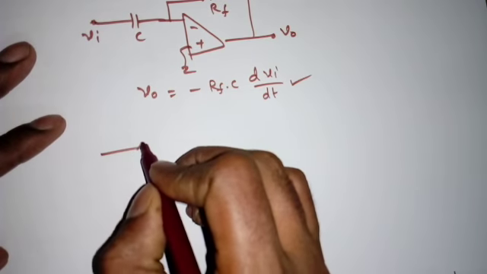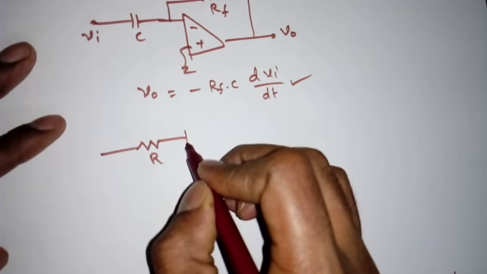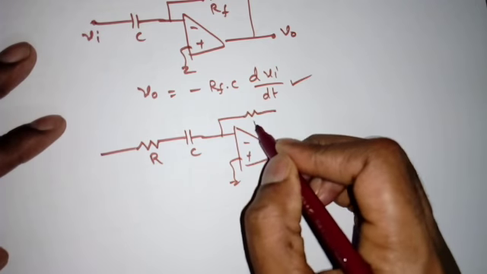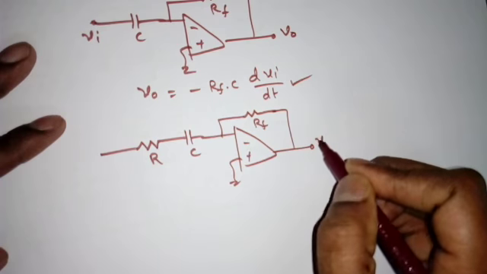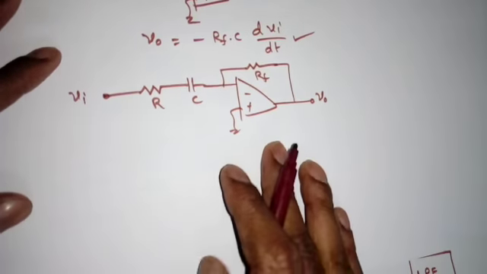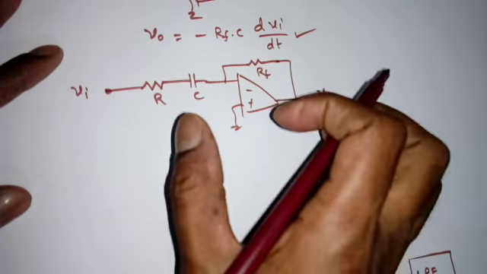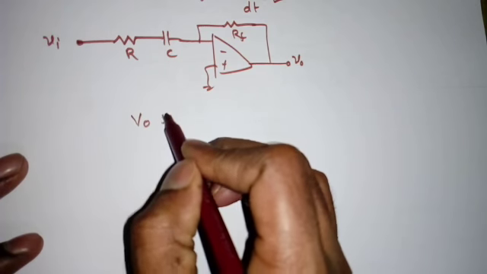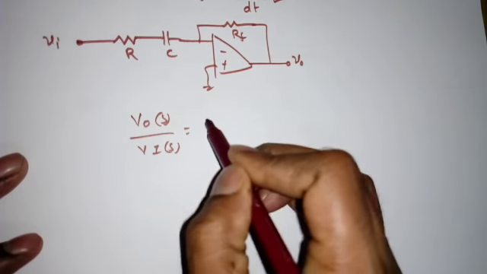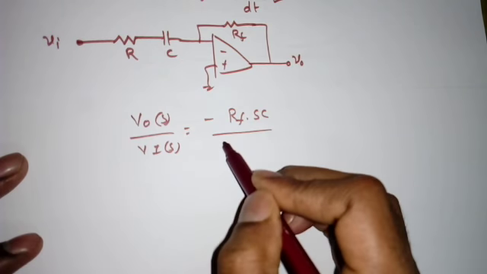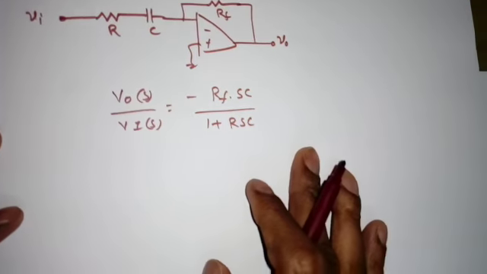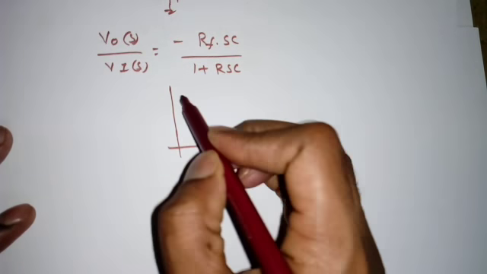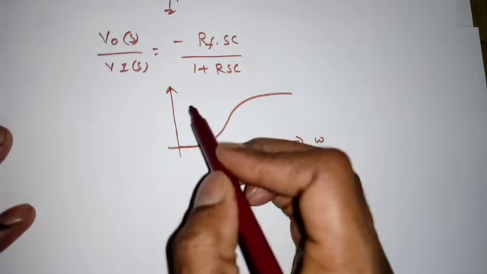So what we need to do is include a resistor R. This is the C, minus, plus, this is the RF, this is the V0 and Vi. Then this will be a practical differentiator. We have found the transfer function of this circuit, that is V0 of S by Vi of S. We got minus RF into SC by 1 plus R into SC.